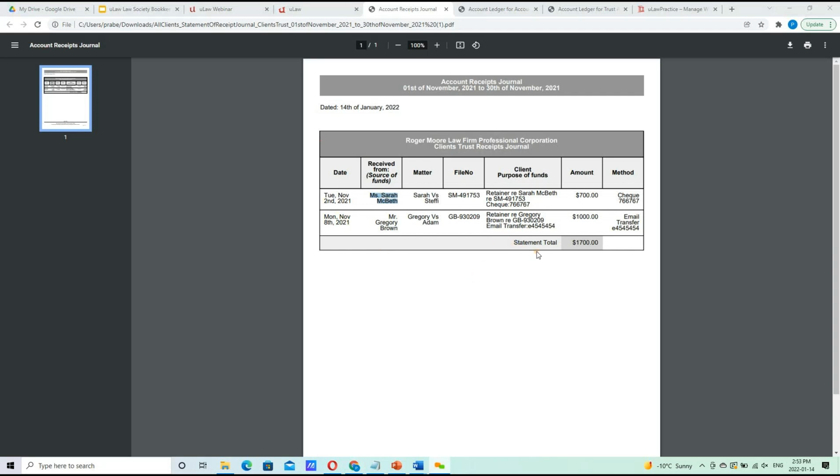Then you have another retainer of $1,000 coming in from Gregory Adam, but in this case, this was an email transfer. So it makes your life easier when you generate this document during the time of reconciliation to know where the money came from, so that it's easy for you to backtrack or check the audit trail of where the money went.